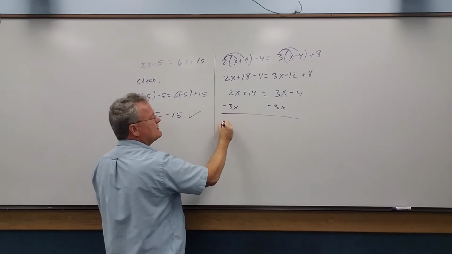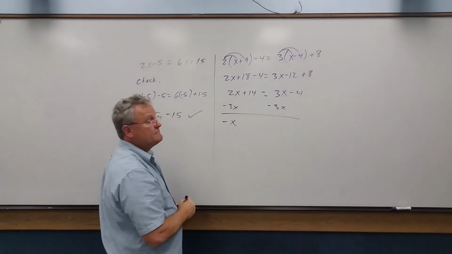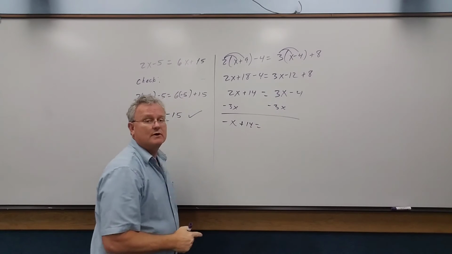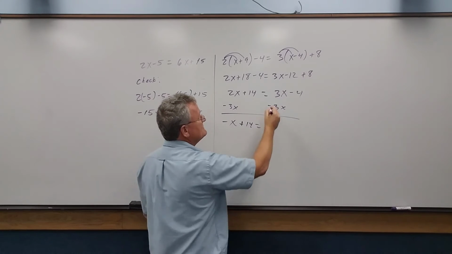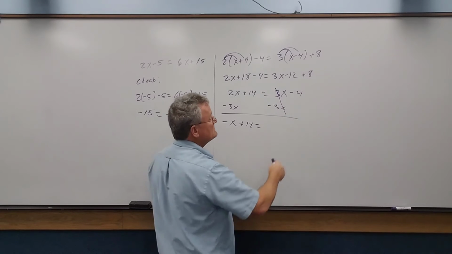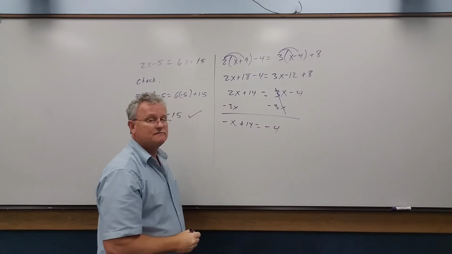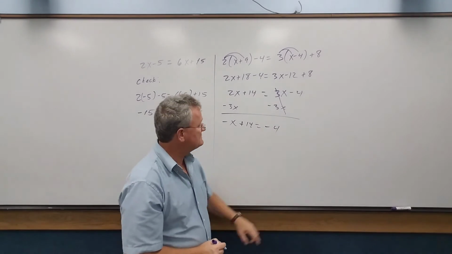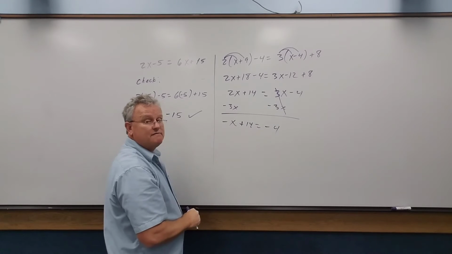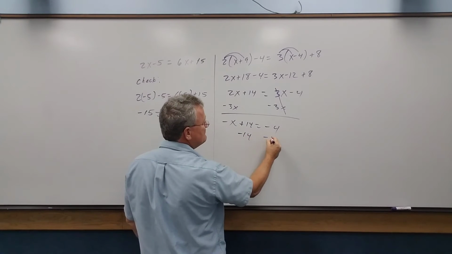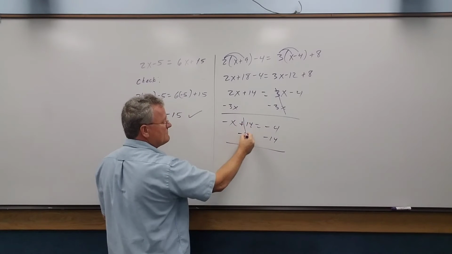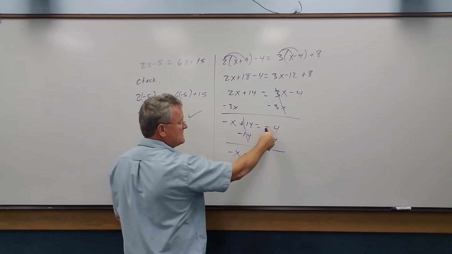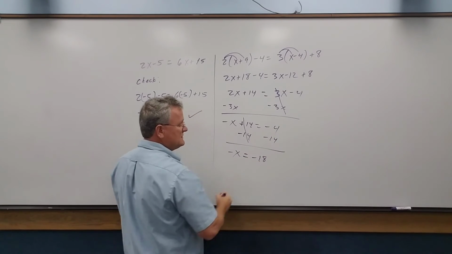2x and a negative 3x is a negative 1x, or negative x, plus 14. 3x's take away 3x's is 0x's, or we say they cancel, because 0 minus 4 is minus 4. Since I took the x to the left side, I need to move the numbers to the right side. The opposite of adding 14 is subtracting 14. These add up to 0, and 0 plus negative x is negative x. These add up to negative 18.